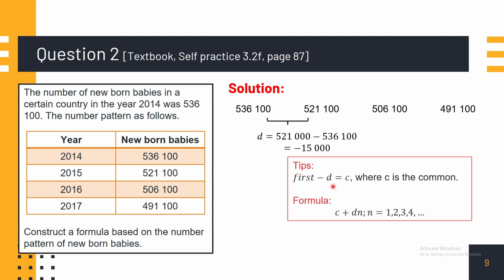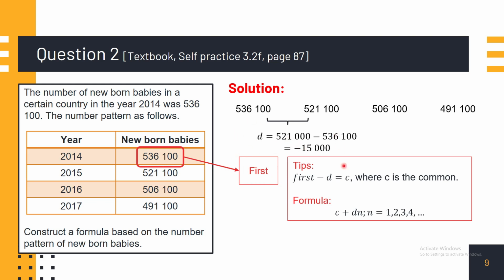First minus d equal to c, where c is the common in this data, and then the formula, you insert all these values into this formula, and this will be your final answer. So the first is the first data, the first value from this data. The first one is always the first one, 536,100.